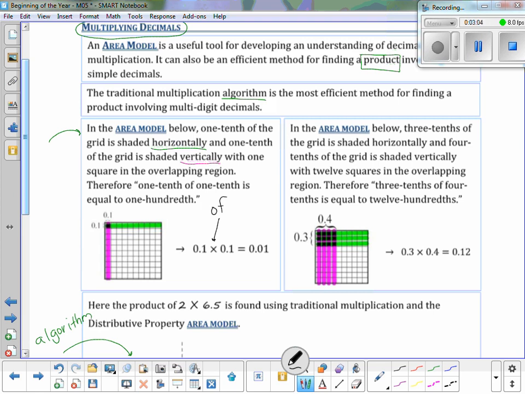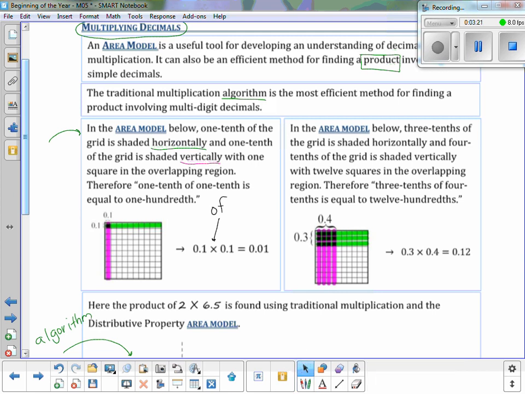Notice how I'm not saying like 0.1 times 0.1 equals 0.01. I'm saying 1/10 times 1/10 equals 1/100. So it's really important that we use that precise place value language there. All right, let's look at the second one.